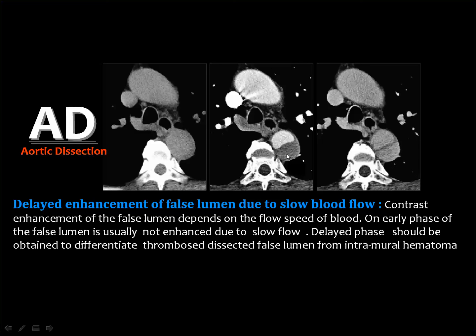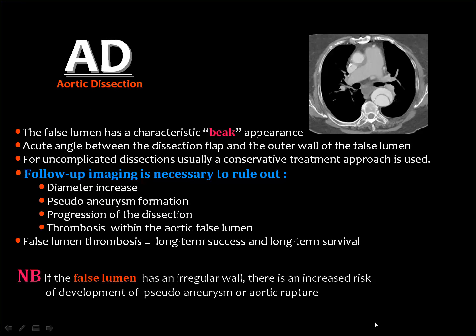If this is a hematoma, it will not enhance, but this is the false lumen with sluggish circulation. If this is a hematoma, it will appear in the pre-contrast scan as a relatively hyperdense component, but in a dissecting aortic aneurysm, you see nothing in the pre-contrast scans.